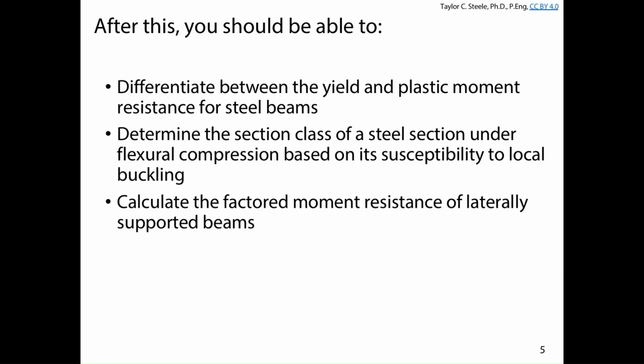You should be able to determine the section class of a steel section under flexural compression based on its susceptibility to local buckling. We talked about local buckling before for compression members. We're going to see that because beams also experience compressive stresses, either in half of the web or in the flange that's under compression, there's going to be the potential for local buckling there as well. And finally, the goal is to be able to calculate the factored moment resistance of a laterally braced or supported beam, and I'll tell you a little bit more about what that means throughout the lecture today.